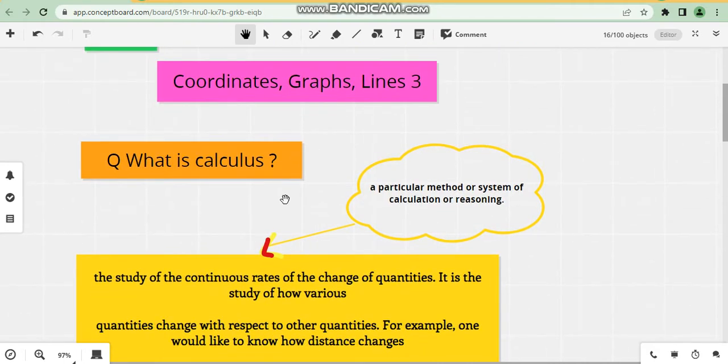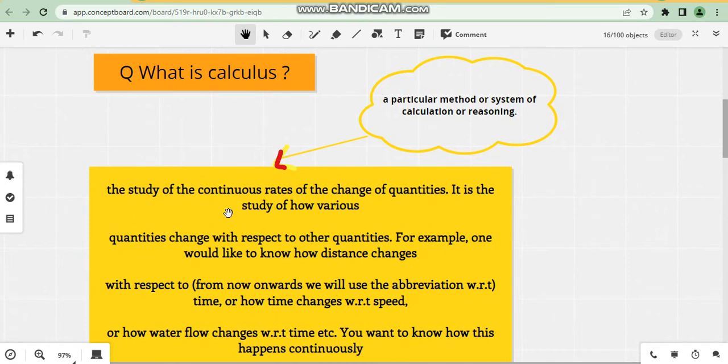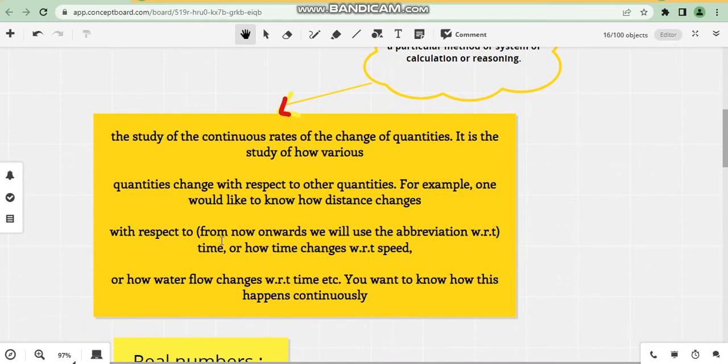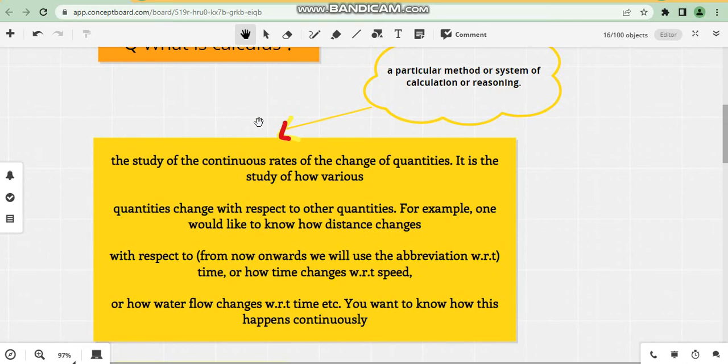So calculus basically means a way or method or system that is used to calculate and that is used for reasoning. If you look at it in detail, calculus is the study of continuous rate of change of quantity. It is a study of how various quantities change with respect to other quantities. For example, one would like to know how distance changes with respect to time, from now onwards we will use the abbreviation WRT, or how speed changes with respect to time, or how water flow changes with respect to time. WRT basically means with respect to. So basically calculus means how a thing changes and how two things are related to each other.